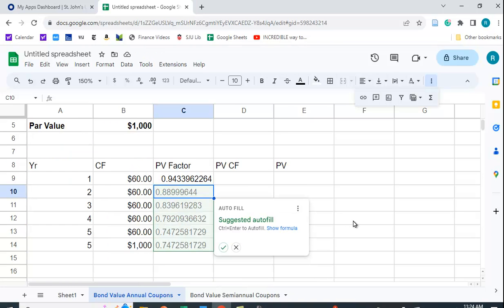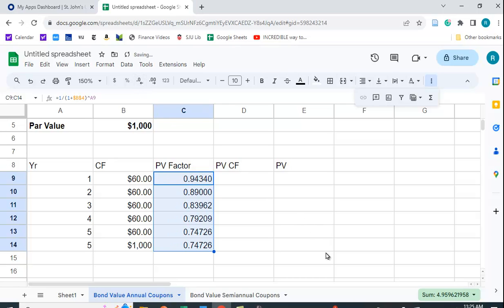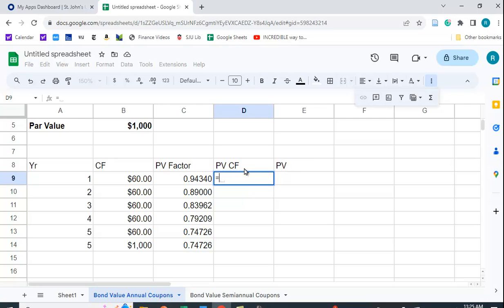And the beauty of Google Sheets is it tries to figure out what we're doing, so it actually wants to autofill this. If it's correct, we can just hit this check mark. If it's not, we can hit X and type it in ourselves. I'm going to hit the check mark because this is correct. And let me just adjust these decimal places so it's a little easier to see. That should be enough decimal places. So the present value of the cash flow is just going to be the cash flow times the present value factor. So I'm going to type in this times this.